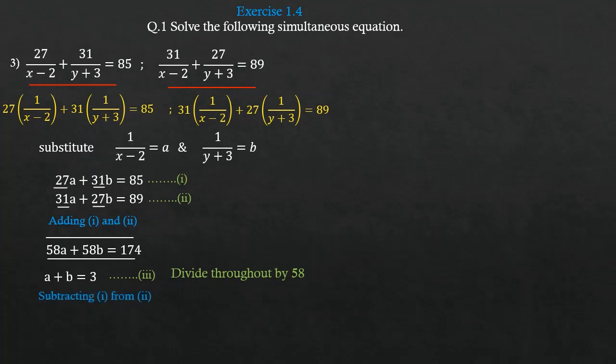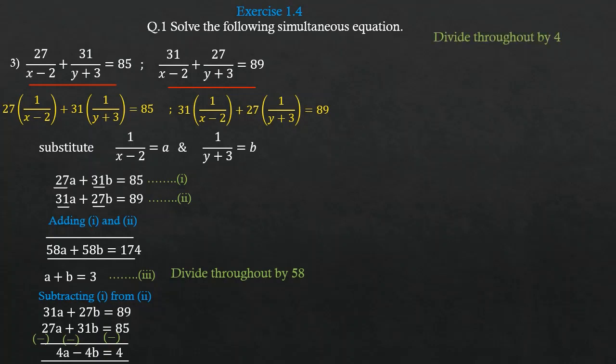Now after addition operation, we do subtraction. Subtract 1 from 2. So write down equation number 2 first. Below that write down equation number 1. And since we are subtracting, therefore we are changing the sign of equation number 1. So it becomes plus ka minus, plus ka minus. So now we'll do subtraction. So we get 31a minus 27a equal to 4a, minus 4b is equal to 4. Again we observe 4 is common in all, so we divide throughout by 4. We get a minus b is equal to 1. So we mark this one as equation number 4.